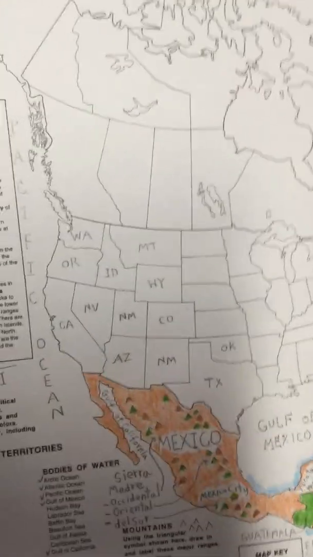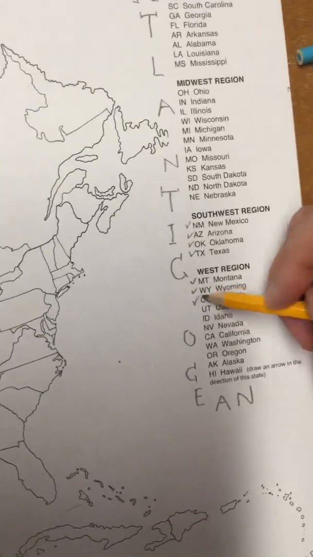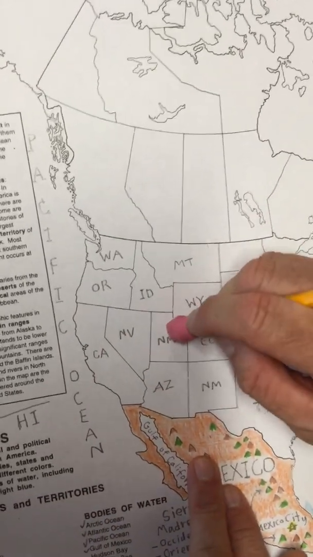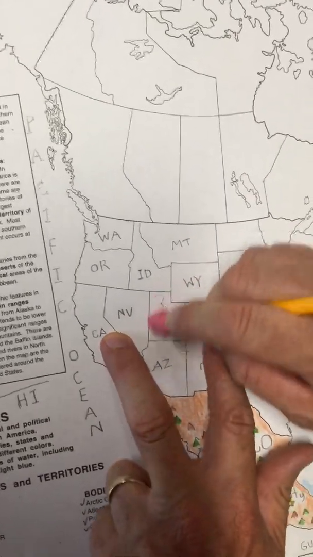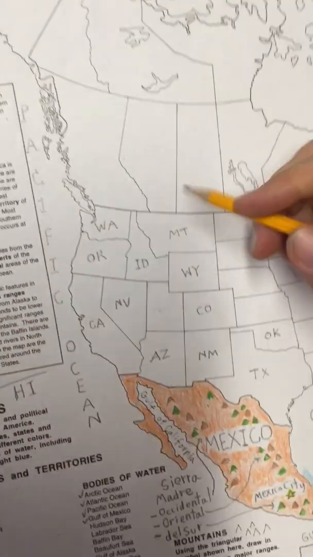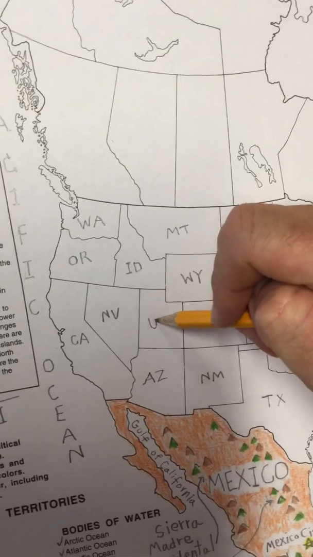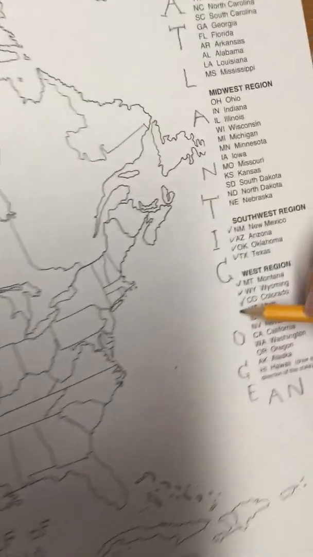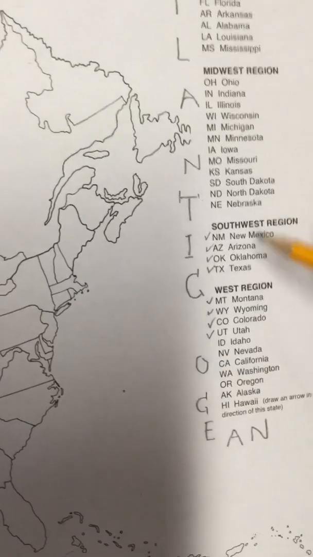So I believe that's the 10. Let me check them off. Montana, Wyoming, Colorado. Oh, Utah. Oh, I mislabeled Utah. I put NM for Utah. Let's fix that. Good thing we got our eraser. UT for Utah. This is a good way to double check your map. Make sure you put everything.